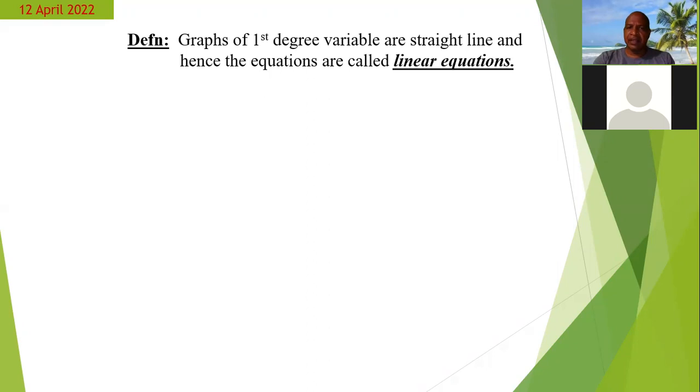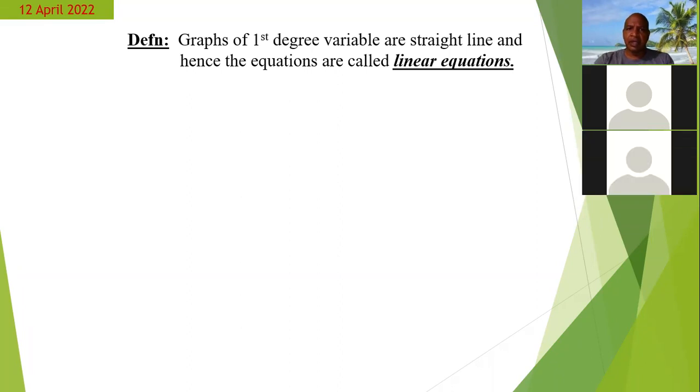We define a linear equation as a graph with the first degree variable. Now, what do you mean by a first degree variable? It means that the unknowns, the x or y in the equation, are raised to the power 1. When you plot those graphs, they will give you a straight line. So the first degree here is referring to the power of x and y being 1. So for these equations, you will get a straight line.